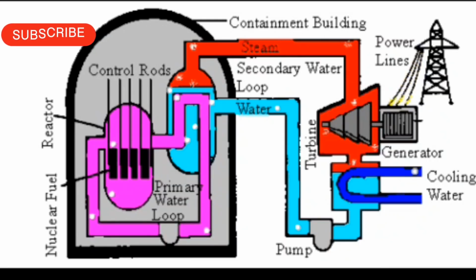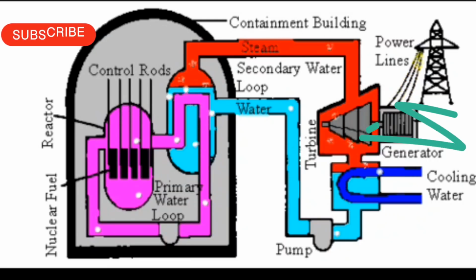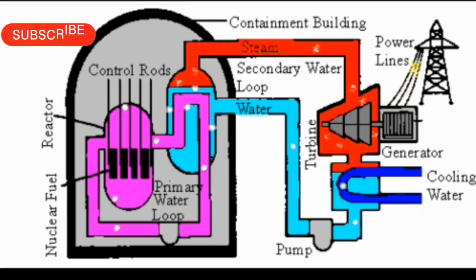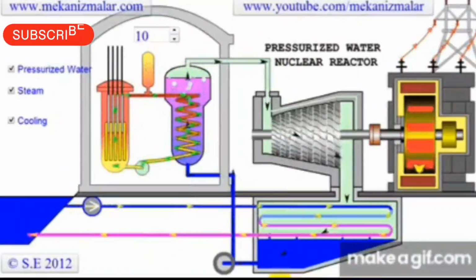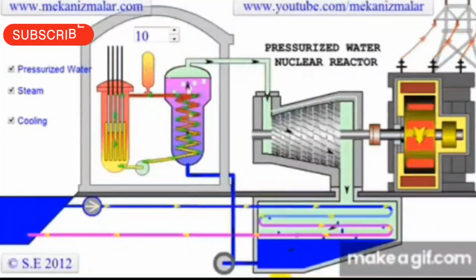7. Power to the grid. The electricity generated in the plant is then stepped up in voltage by transformers and sent through transmission lines to homes, offices, and industries. Thus, nuclear energy provides a reliable and low-carbon source of electricity for millions of people.